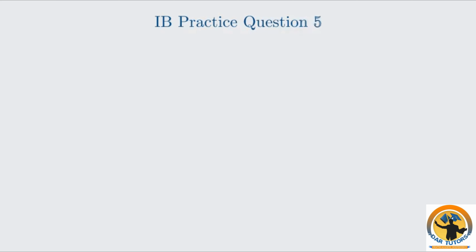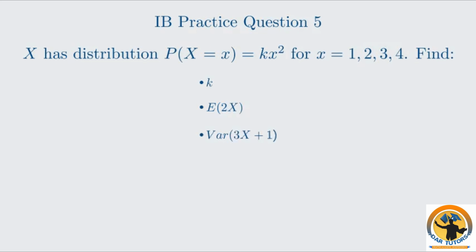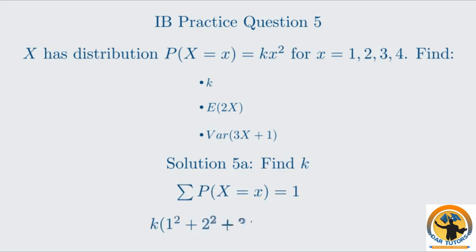Our final question is a great example of a multi-part IB question that tests several concepts at once. This problem combines finding the constant k, calculating a new expected value, and finding the variance of a linear transformation. Work through each part carefully. Okay, let's break it down. First, for part A, we find k by setting the sum of probabilities equal to 1.